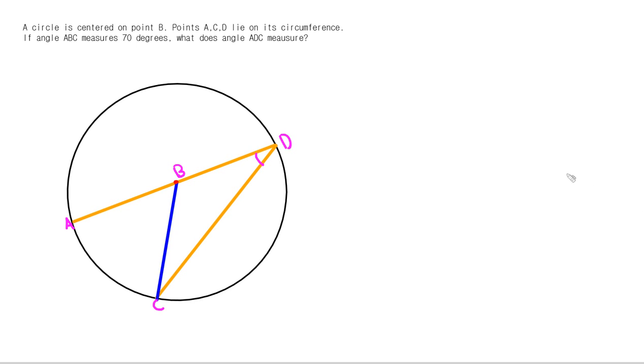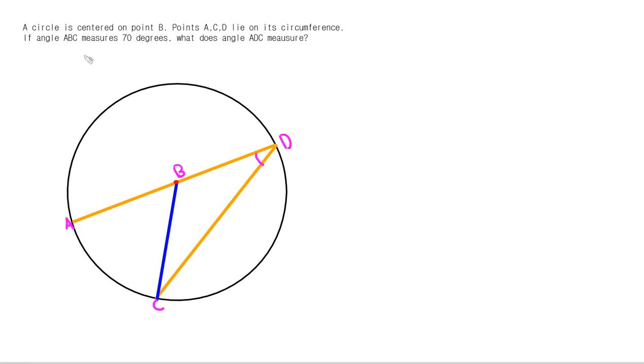So in this video, I'm going to talk about solving for unknown inscribed angles. The question is: the circle is centered at point B. So point B is the center of our circle, and points A, C, D lie on its circumference.